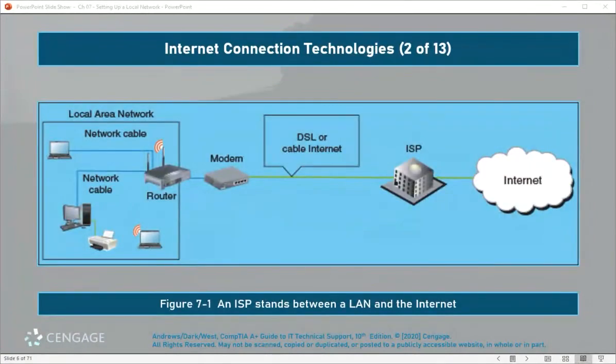So here's a graphic to show you how the structure works. We have our local area network, which is very similar to what we'd expect to see in a SOHO environment. We've got our router and our modem. This may be combined into a single device. It may not. That communicates with our ISP, and then the ISP is responsible for facilitating communication to the internet at large.